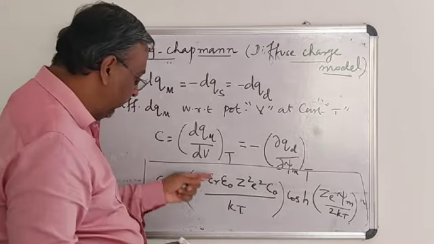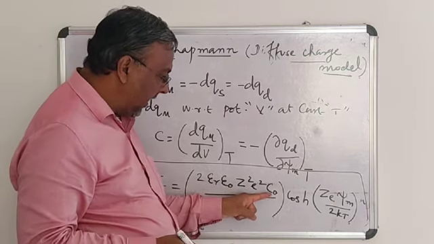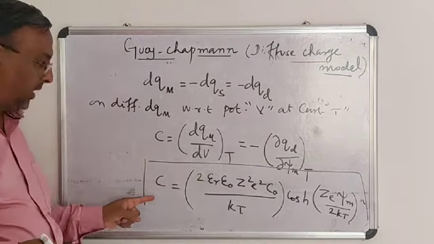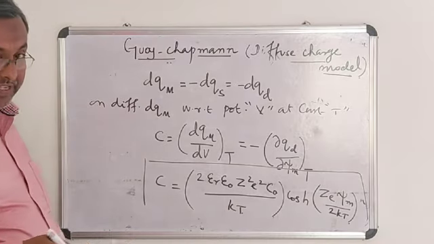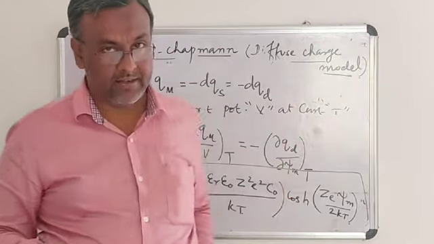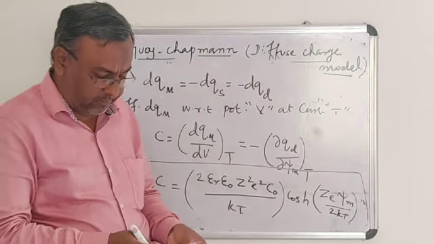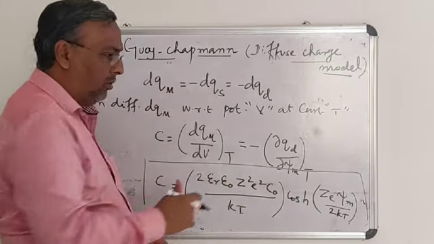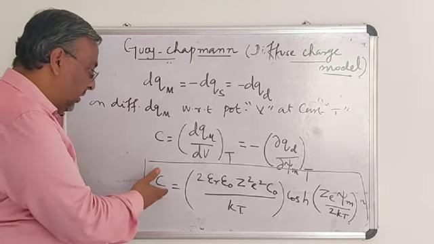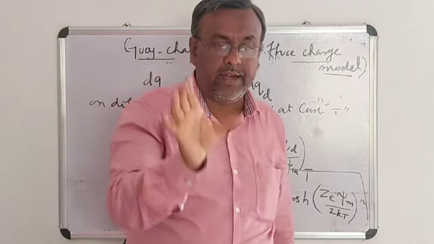Knowing the relative permittivity of space and air, the temperature, the charge, and the concentration, we can easily find out the charge capacity, or what is called the differential capacity, between the metal electrode and the diffused electrolytic solution. This is how Gouy-Chapman calculated the differential capacity of an electrolyte interface.